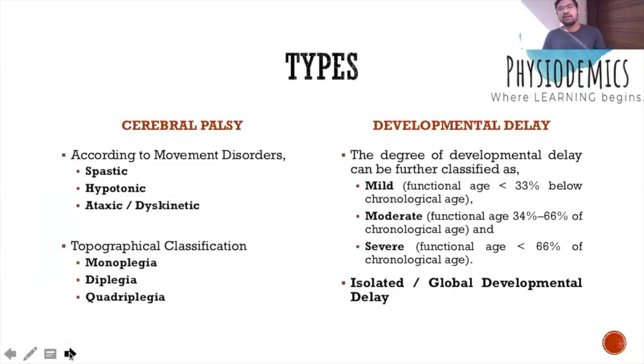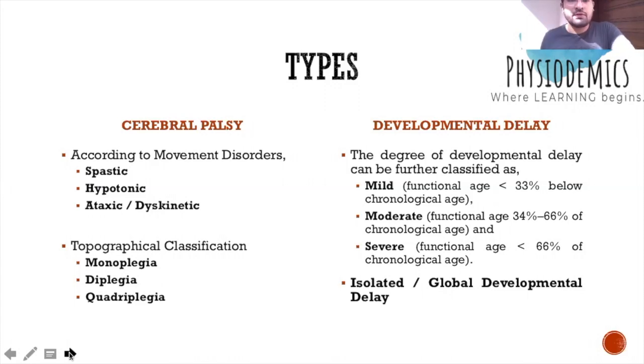Now, if we see the types, according to the movement disorder, it can be spastic, hypotonic, or ataxic cerebral palsy, or a combination, which is called mixed cerebral palsy. Whereas in topographical classification, it can be monoplegia, diplegia, as well as quadriplegia. According to the involvement of the part of the brain, it can affect one hand, two legs or two arms, and quadriplegia.